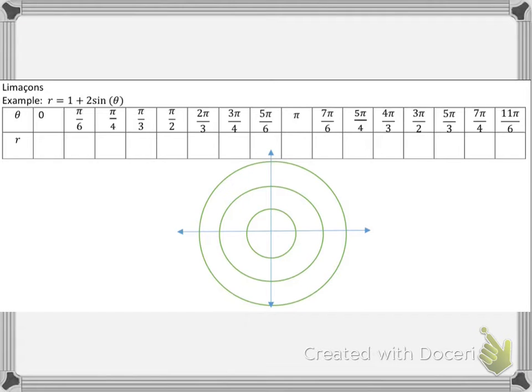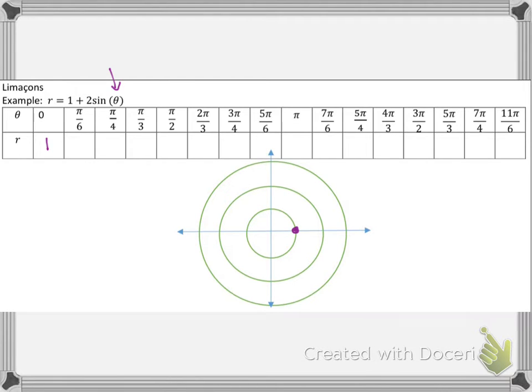Okay, another example of a polar graph. Let's do this one by hand. So we're inputting a 0 for theta. So sine theta, sine of 0, is 0, plus 1. When theta is 0, radius is 1.